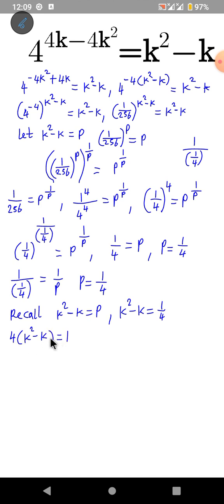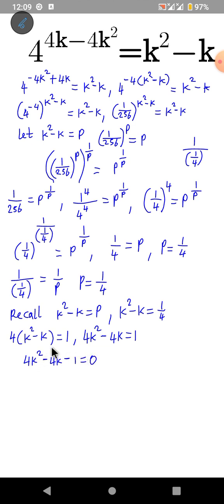Then now I'm going to open this bracket. Now 4 times k square will give me 4k square. Then 4 times minus k will give me minus 4k, all equal to 1. Then now I'm going to rearrange this expression to get my quadratic equation. So now I'll write 4k square minus 4k minus 1 equal to 0.